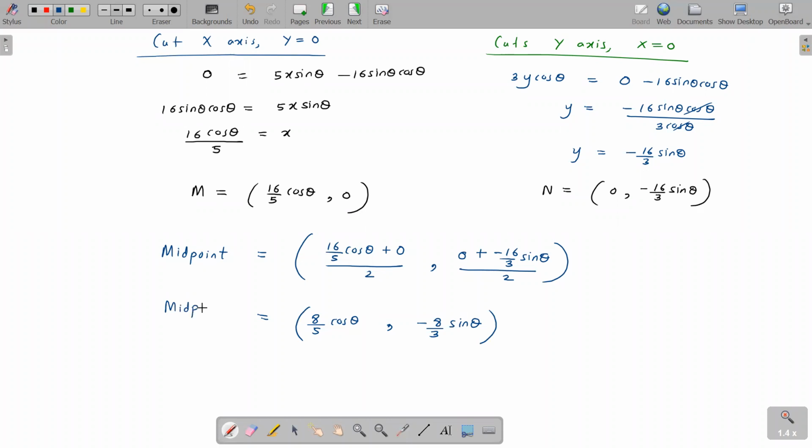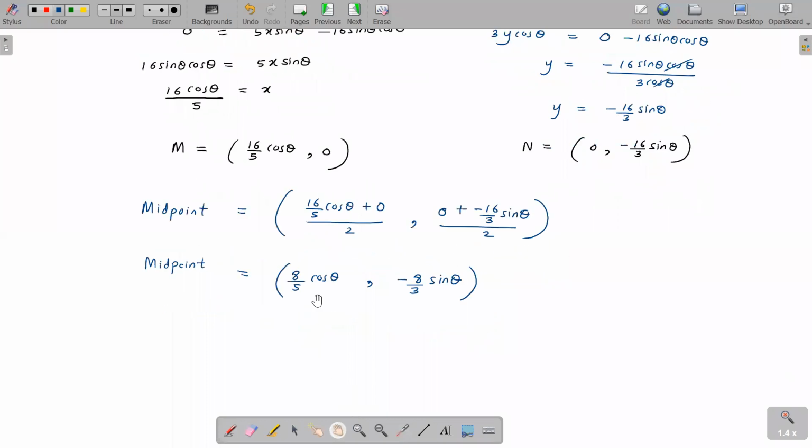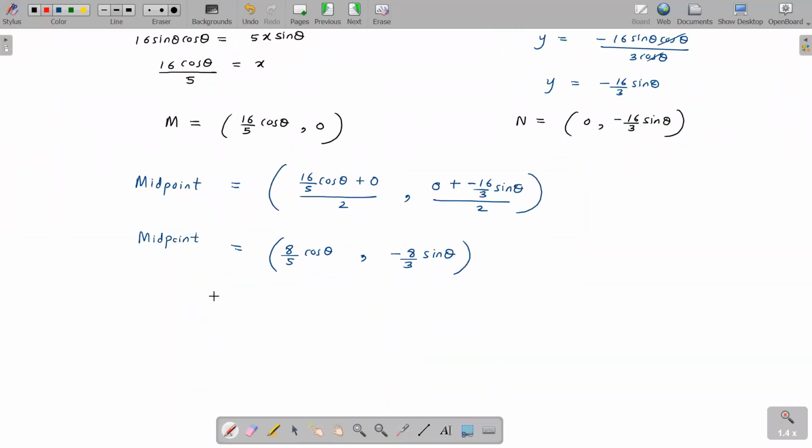Okay, they are asking us to find what? The locus of the midpoint, meaning what? Now this midpoint is not in a fixed place, right? You can say the midpoint is in terms of parameters. They are asking me to find the path that the midpoint is moving. So what's the midpoint x coordinate? 8 over 5 cos theta, right? What is the midpoint y coordinate? Minus 8 over 3 sin theta.